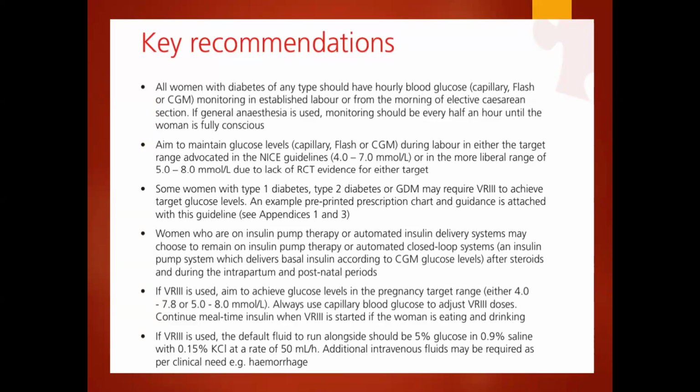If the variable rate insulin infusion is used, the default fluid to run alongside should be 5% glucose in 0.9% saline with 0.15% KCl at the rate of 50 ml. This is a little different from the standard fluid to be used. I will be showing that to you in the subsequent slide. So in terms of management during labor, this is the particular fluid which we should be using in the VRI, the default fluid which we should run alongside, 5% glucose in 0.9% normal saline.